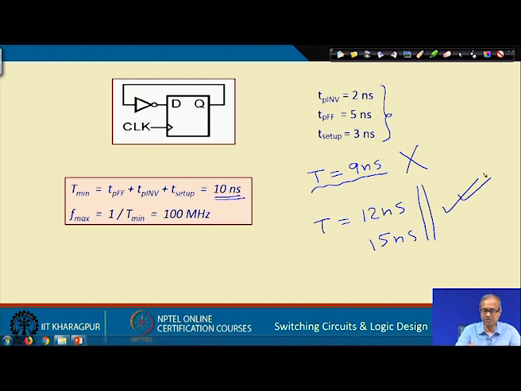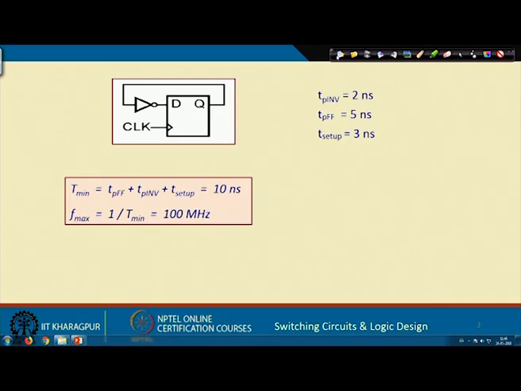So, whatever minimum we calculate, in addition we also put in some more buffer. If it is coming to 9, we say, well, let us keep it at minimum 10, and that way we can choose the maximum clock frequency with which we can operate our circuit.